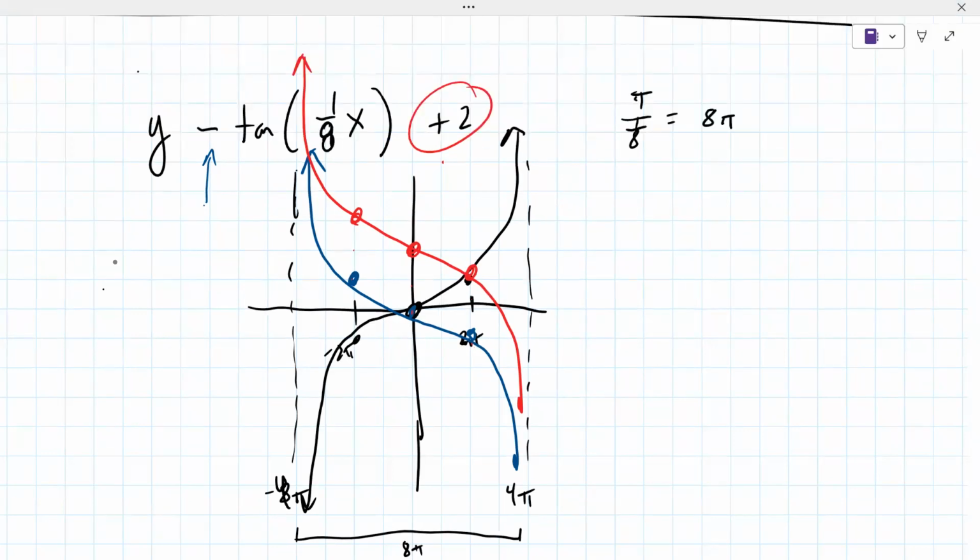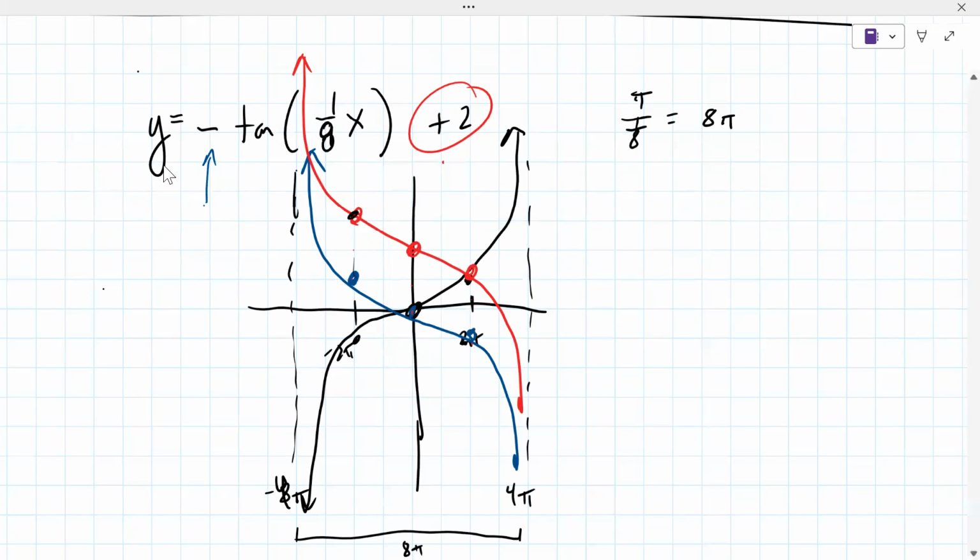Questions, thoughts on that before we move to cotangent? So if you move it up by 2, does that mean the dot on the y-axis is 2 and then it's 3 and 1? Yeah. Well, when you say 3 and 1, I'm not sure what you mean by that. Like for negative 2 pi, the y-value for that point is 3? Yes. Yes.